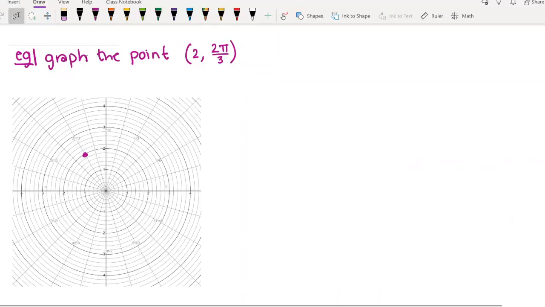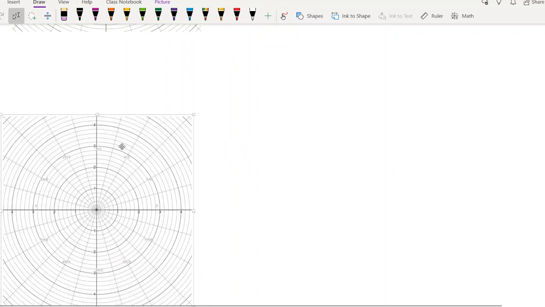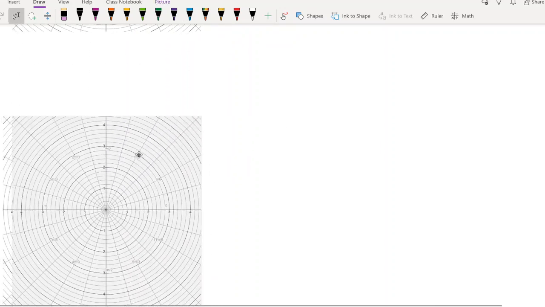Okay, so we're going to graph a few more points, and then we'll do one other thing with those points. So now we're going to graph the point.